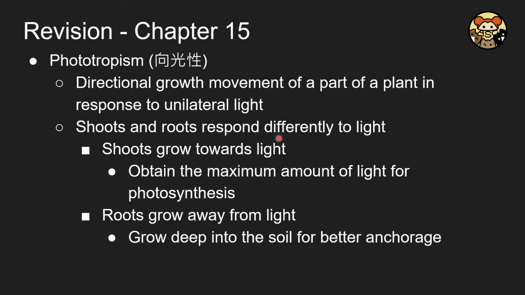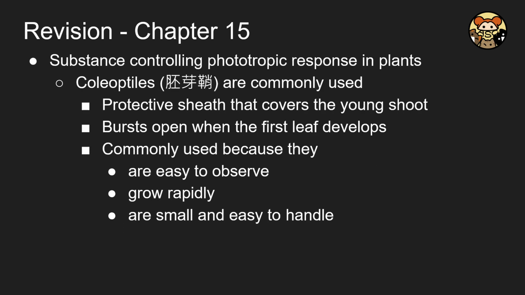The shoot and roots respond differently to light. The shoot grows towards the light, while the roots grow away from the light. And here we provide an explanation of why this phenomenon helps the growth of plants. And then we will use cellulose in our studies, because it is easy to observe, it grows rapidly, and it is small and easy to handle.